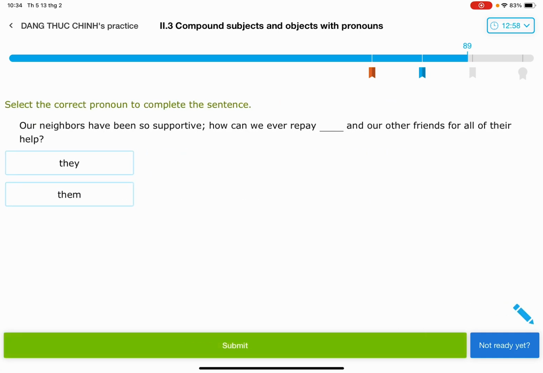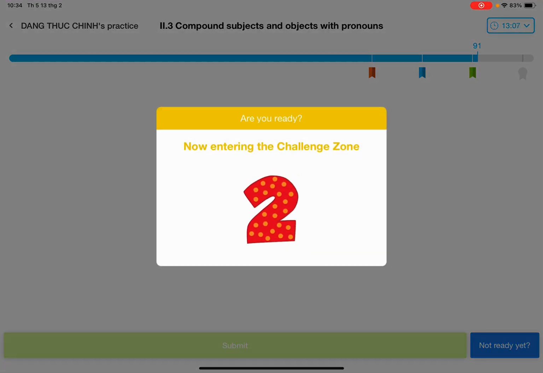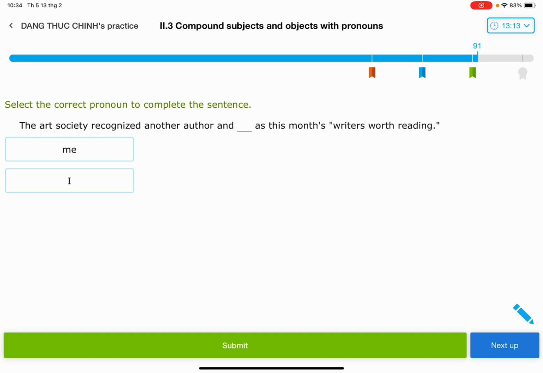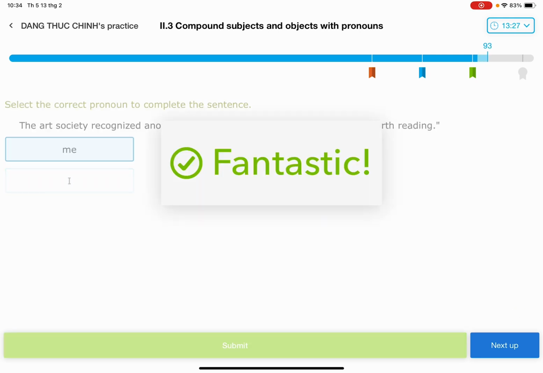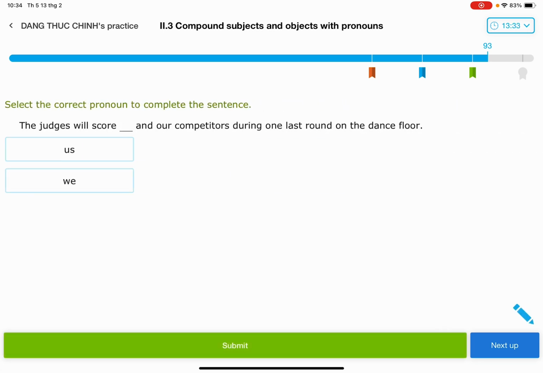Our neighbors have been so supportive. How can we ever repay them and our other friends for all their help? The Art Society recognized another author and me as this month's writers worth reading. I think it would be me. The judge will score us and our competitors during one last round on the dance floor. Will score us.